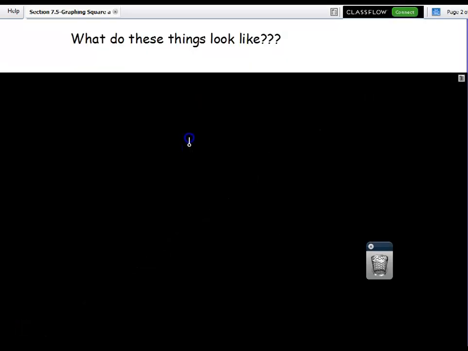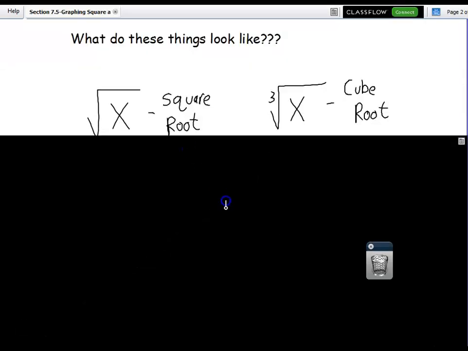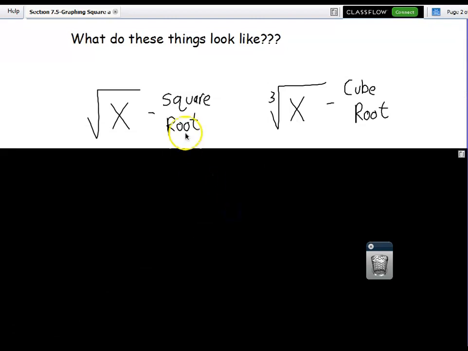So let's start here. What do these things actually look like? Remember from earlier this year, a square root is something whose index is 2. Now, we don't write the index when it's 2. Remember that. A cube root has an index of 3, almost like a cube function. We'll get to that in a little bit.